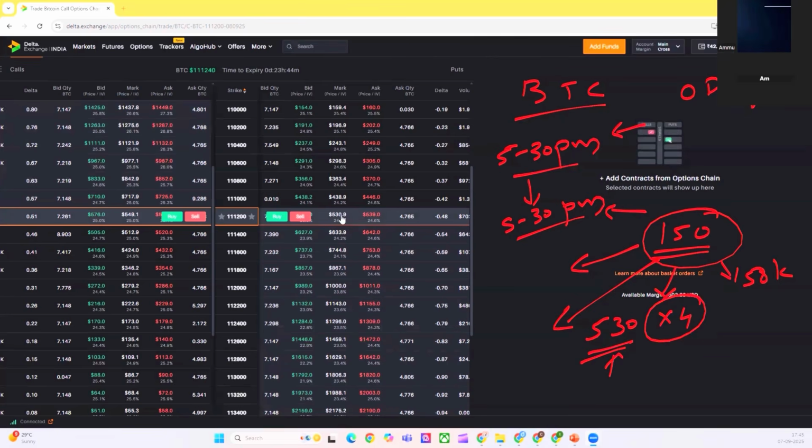Now you need to compare it with the index also. This one is trading at 1,11,000. Bank Nifty is trading at 55,000, right? So here Bitcoin is 1,11,000. Of course, this is 2 times. So the premium of 300 is perfectly okay compared to that, but here you are getting almost 4 times. Now again, you need to remember one thing.